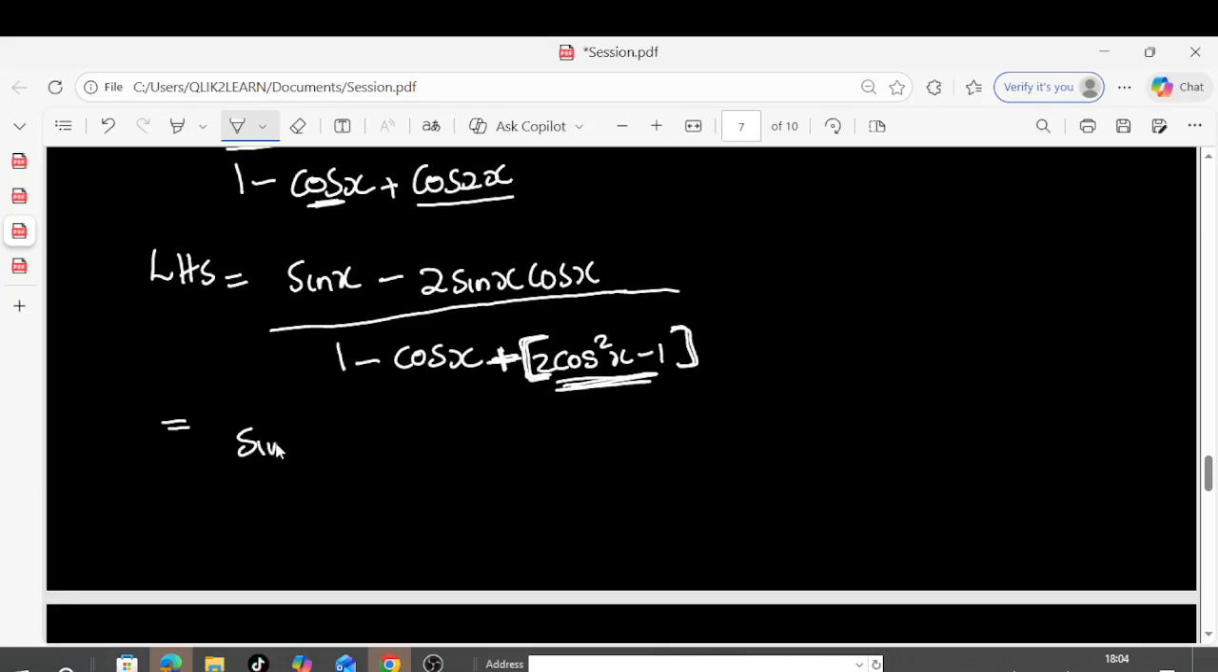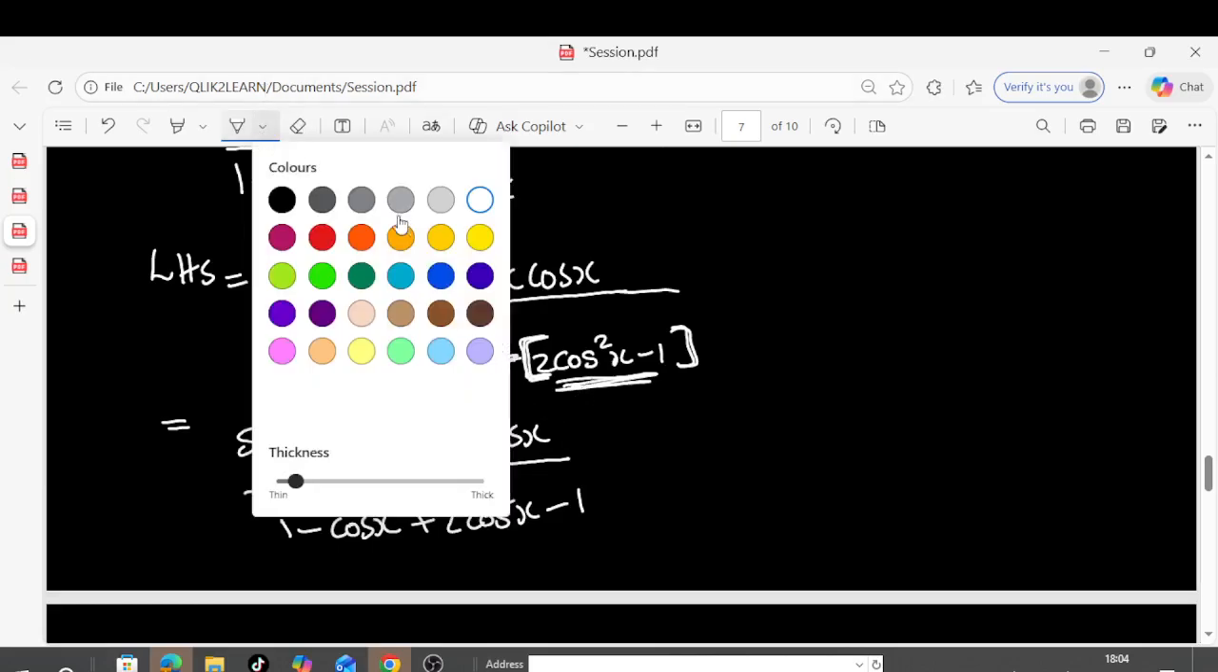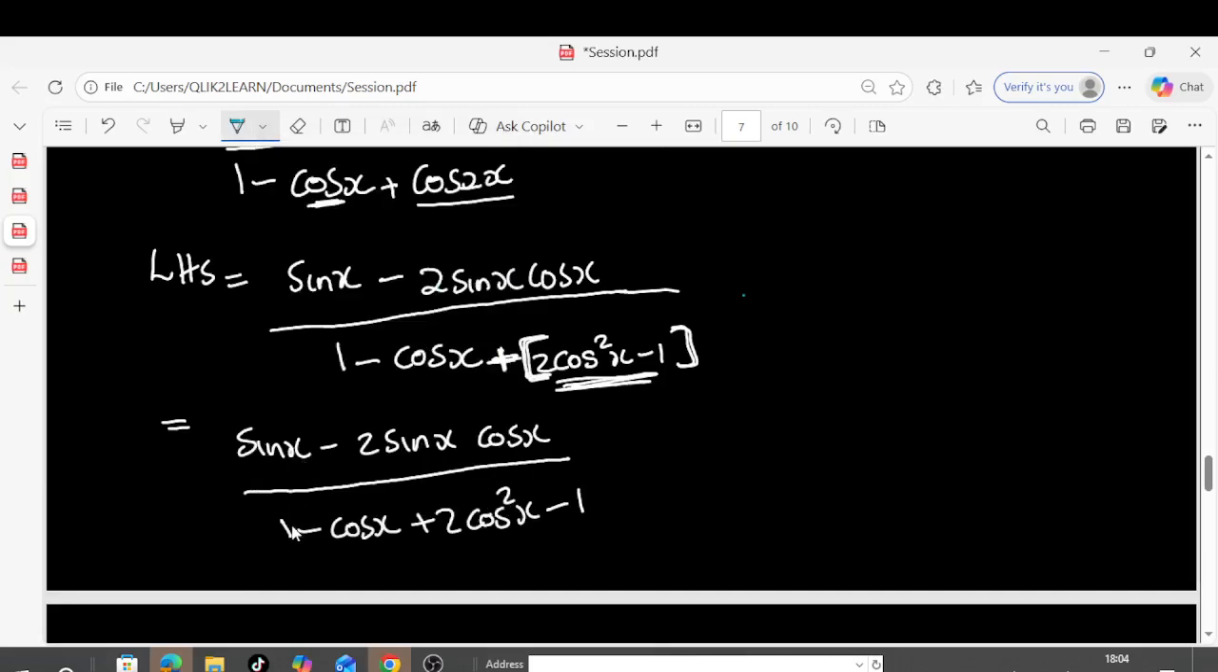So now I have this as sine x minus 2 sine x cos x, and the bottom part, I still have 1 minus cos x. Because the sign is positive, nothing will change inside the bracket. But if it was negative, the signs inside the brackets were going to change. Now look at the 1 and the minus 1. I think now it's quite obvious that these two are going to cancel. The 1 and the -1, they're going to cancel.